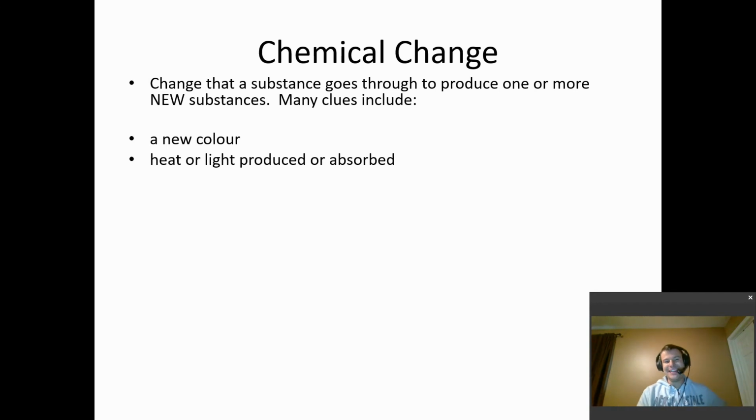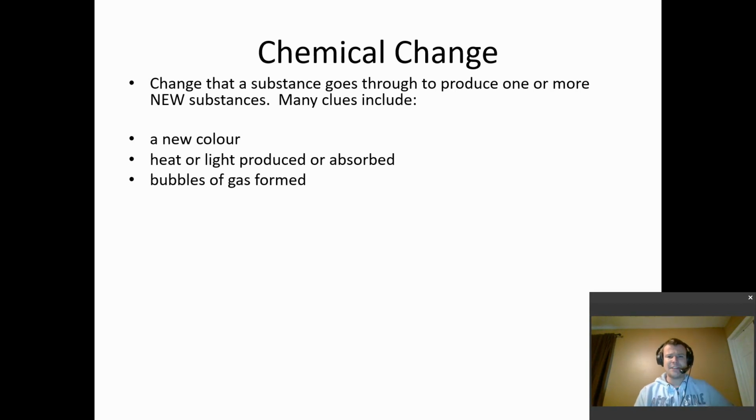Also, the production of heat or light. Think of anything where you have something burning, where you have a flame. Heat and light is being produced. Or sometimes it's being absorbed as well. So something getting really cold, heat is being absorbed.